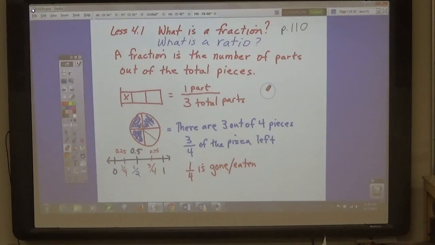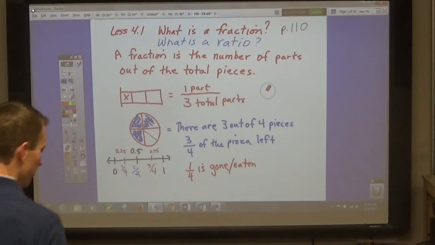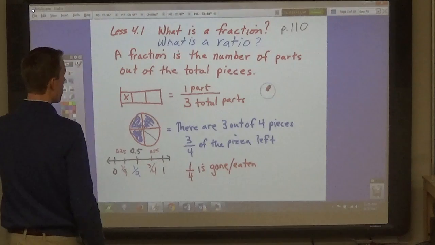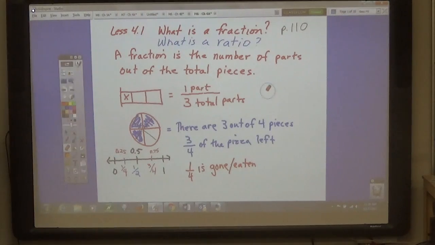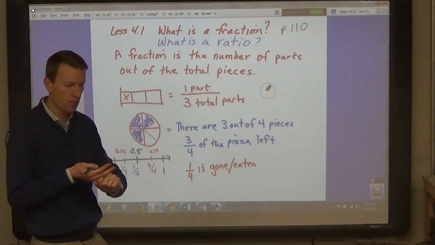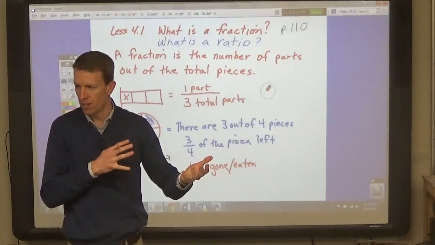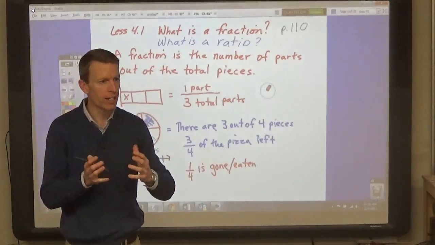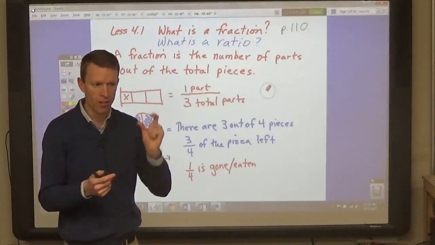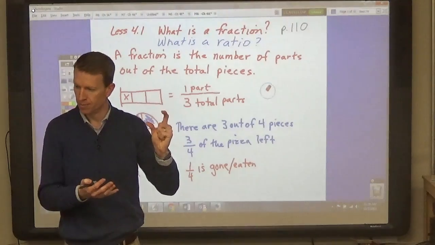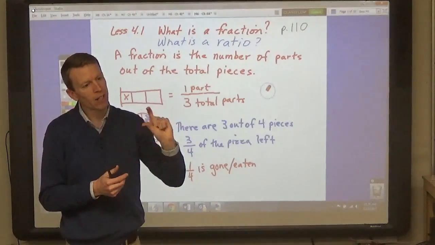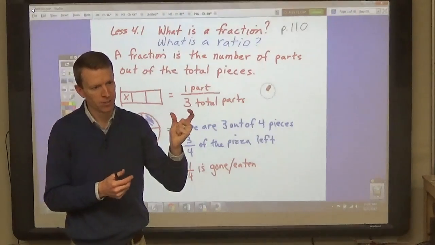So let's review chapter 4. All right, chapter 4 is all about understanding fractions and understanding ratios, because a ratio is another term for a fraction. Okay? A ratio is another word that means a fraction. But ratios are different kinds of fractions.